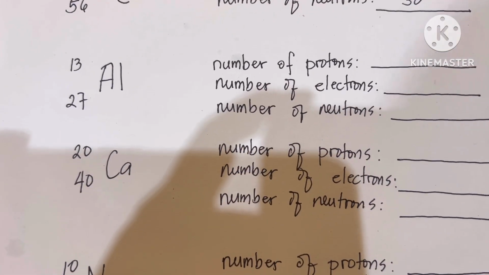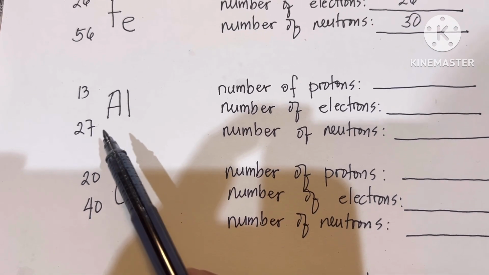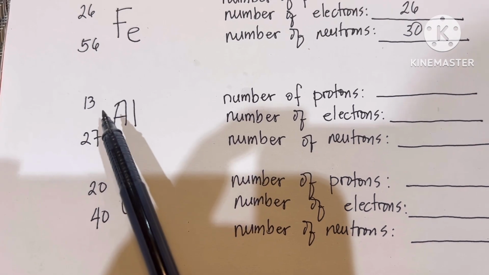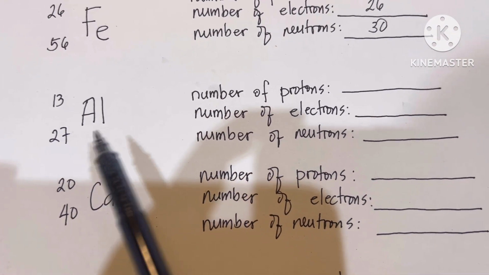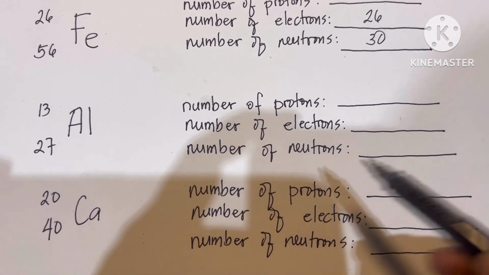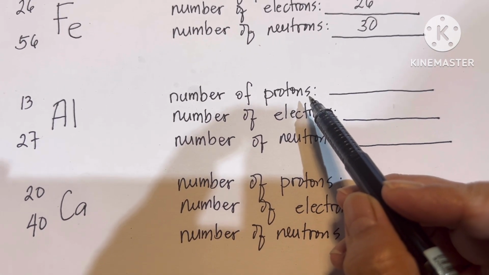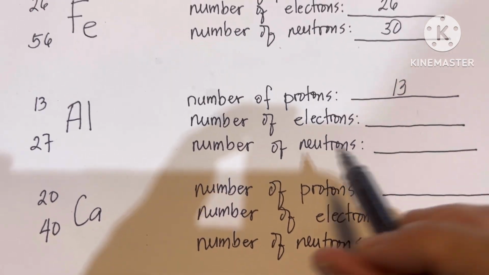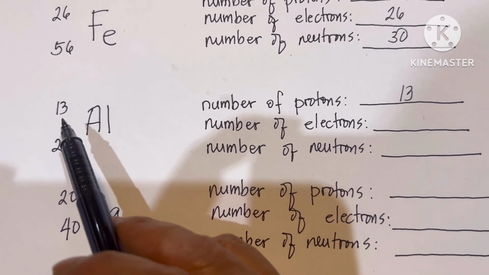The next element that we have is aluminum. Its chemical symbol is capital A, small l. That's for aluminum. Its atomic number is 13. Atomic mass is 27. Now we're going to determine the number of protons. Again, what did we say? Whatever is the atomic number, that is also the number of protons. So in this case, we will write 13 as the number of protons because the atomic number of aluminum is 13.